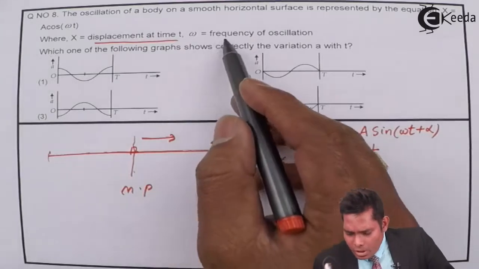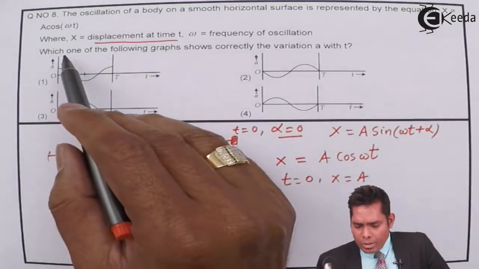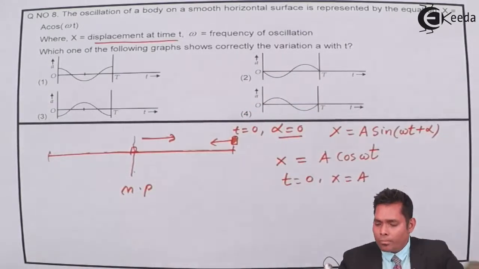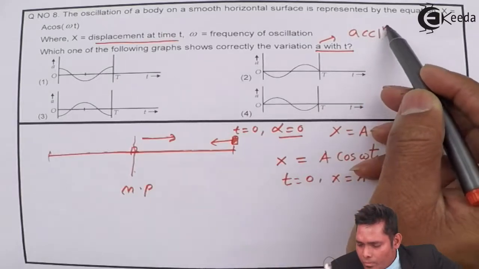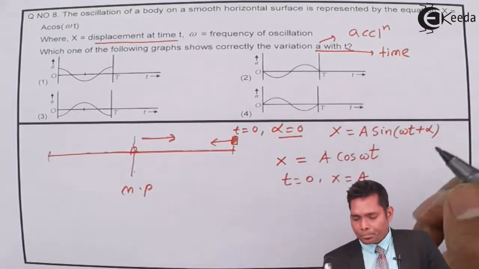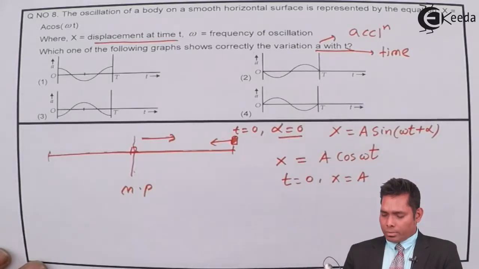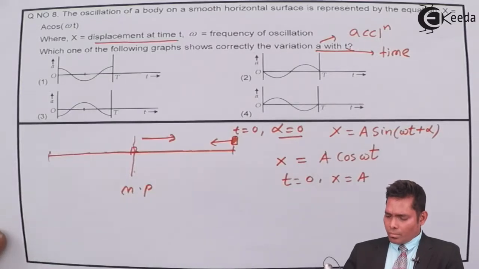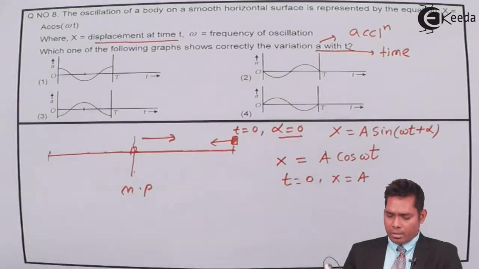With angular frequency omega, which one of the following graphs shows correctly the variation of a with t? a stands for acceleration and t stands for time. So we have to draw the acceleration time graph. I'll draw all the graphs for you. First of all, there is a trick to solve this.